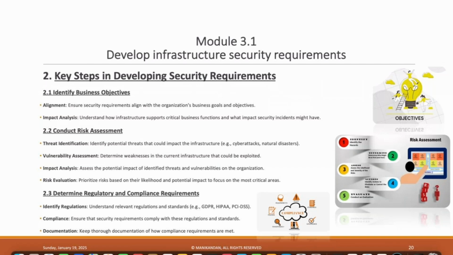We are identifying what current controls we have, what the current state is, what the target state is that we have to reach, and what the gap is between the current state and the target state. Do the impact analysis: assess the potential impact of the identified threats and vulnerabilities on the organization.